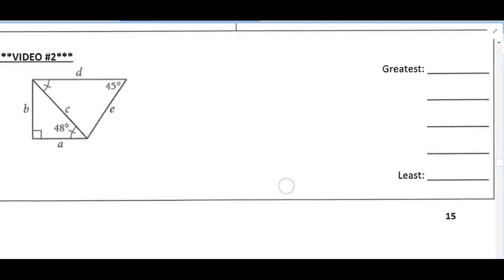Why don't you again pause the video and see what you can do on this one. This one's a little bit more difficult, and when you restart the video, we'll have the solution.